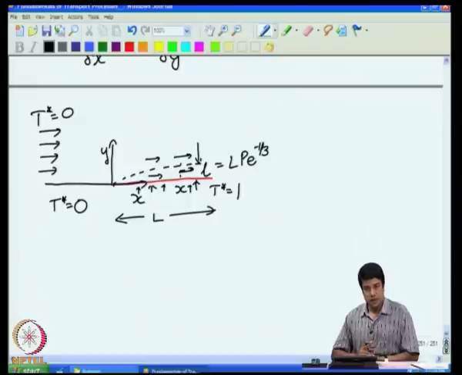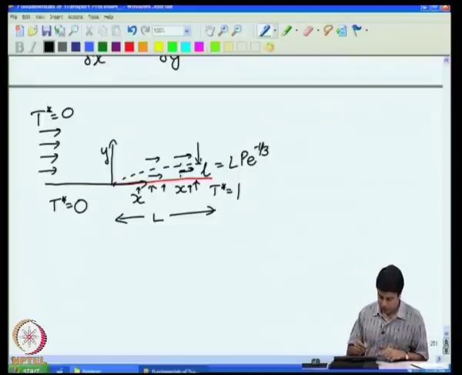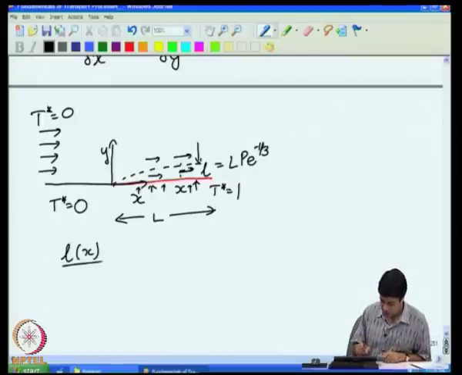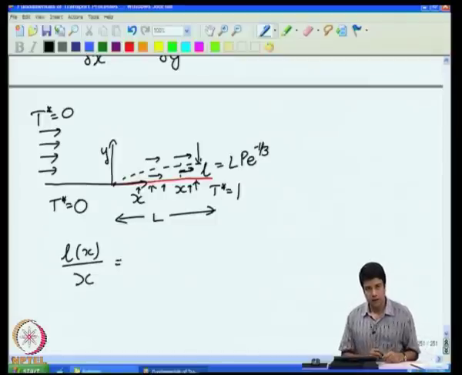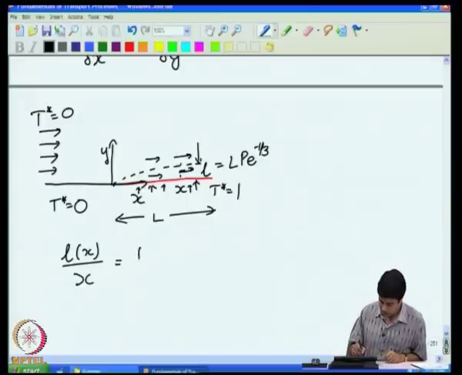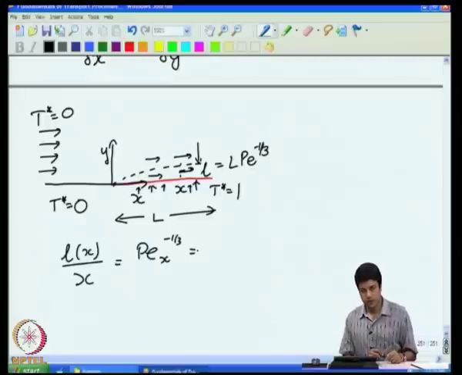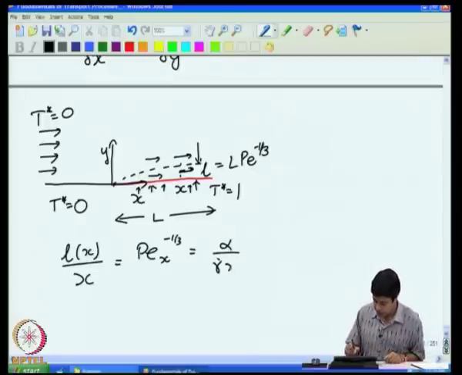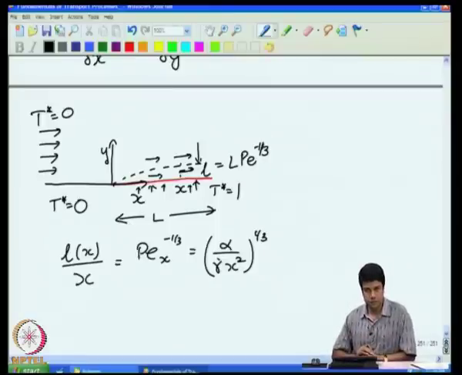Okay. So, if x is the only length scale in the problem, then the boundary layer thickness L at a given location x divided by x has to be equal to the Peclet number based upon x to the minus 1/3, which is equal to alpha by gamma dot x square, power 1/3. So, the only length scale in the problem is x. I have just substituted x for L in this particular case, and I have assumed that the boundary layer thickness itself is a function of x.